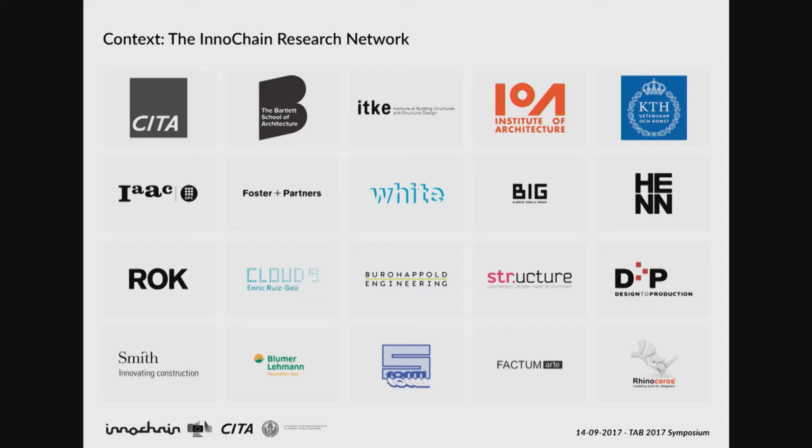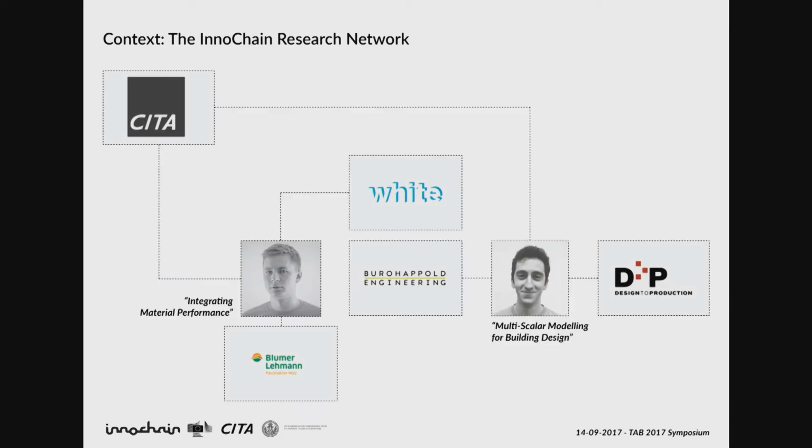So first, before talking about the project, I want to present where Tom and myself come from. We are part of the InnoChain Research Network, which is a European program which gathers many different universities and industry partners. We are both studying at CITA, and each of us has 2 industrial partners. Tom is working with White Architects in Stockholm and Blum Lehmann, which is an important wood manufacturer in Switzerland. On my side, I collaborate with Bureau Hollaback Engineering and Design to Production.